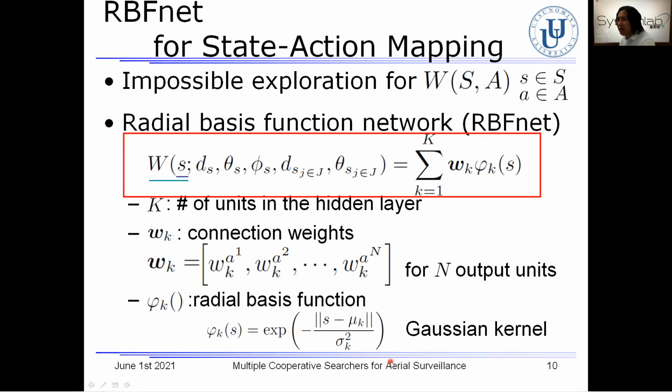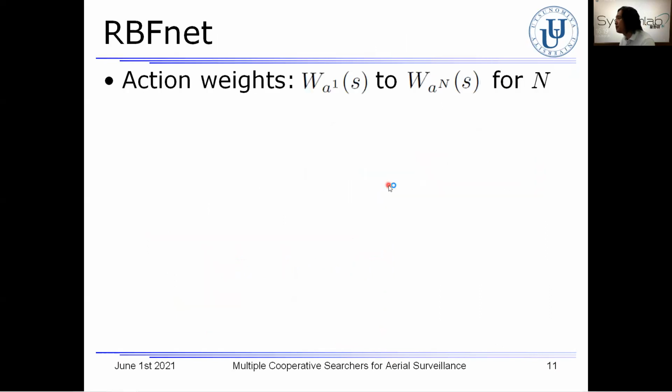Through state action mapping, the RBF net accepts not only observed states, but also other similar states, even if the states are not observed by the searchers before the learning phase. For these input states, the action weights of W1A to W1N are derived from the N output units.